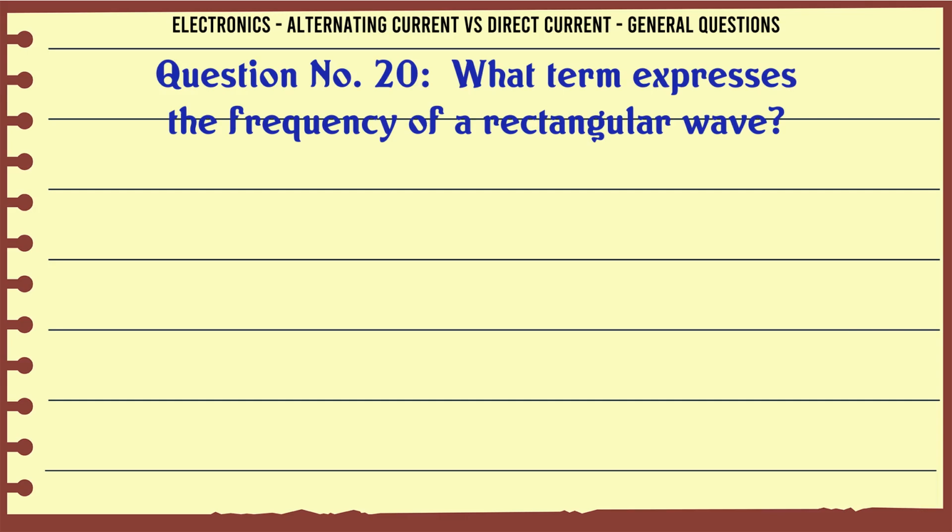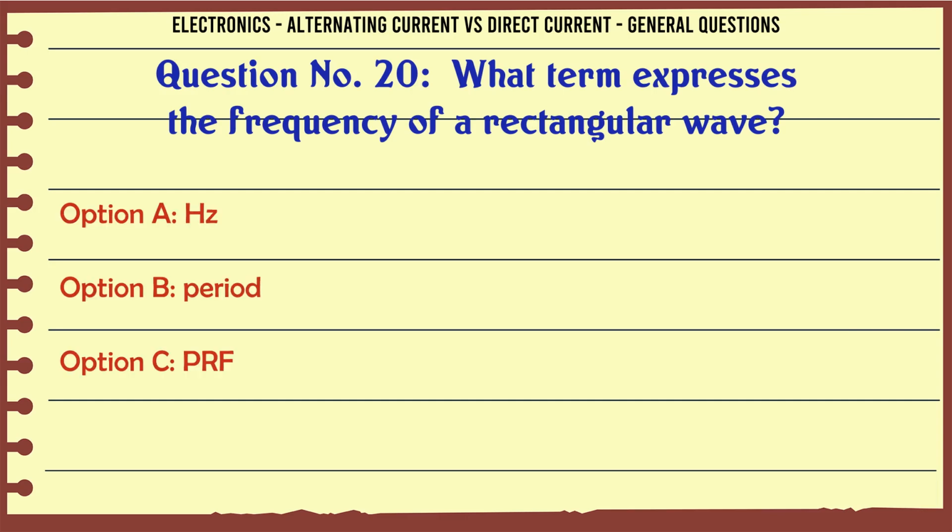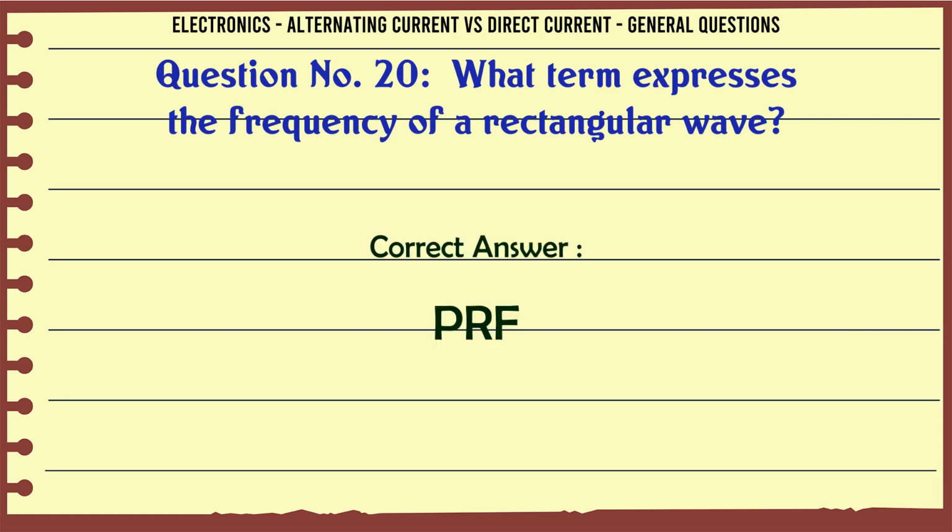What term expresses the frequency of a rectangular wave? A. Hertz. B. Period. C. PRF. D. PRT. The correct answer is PRF.